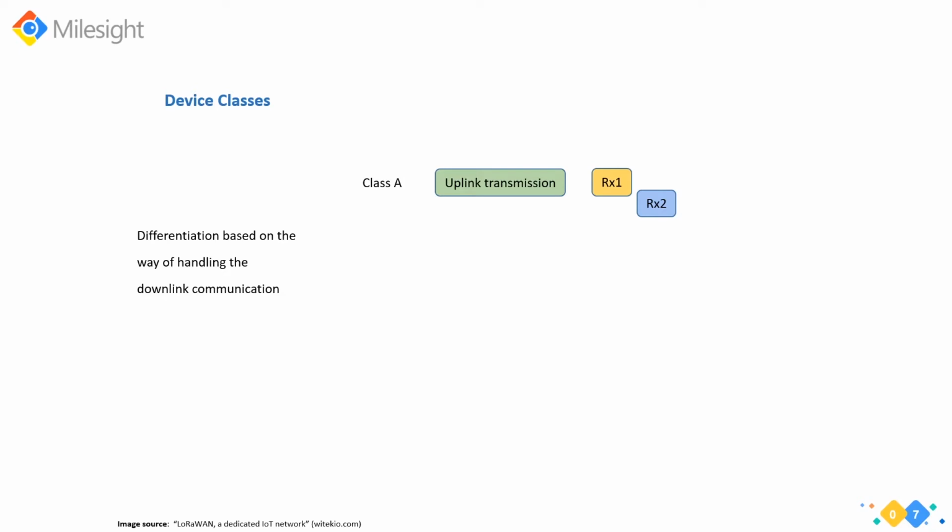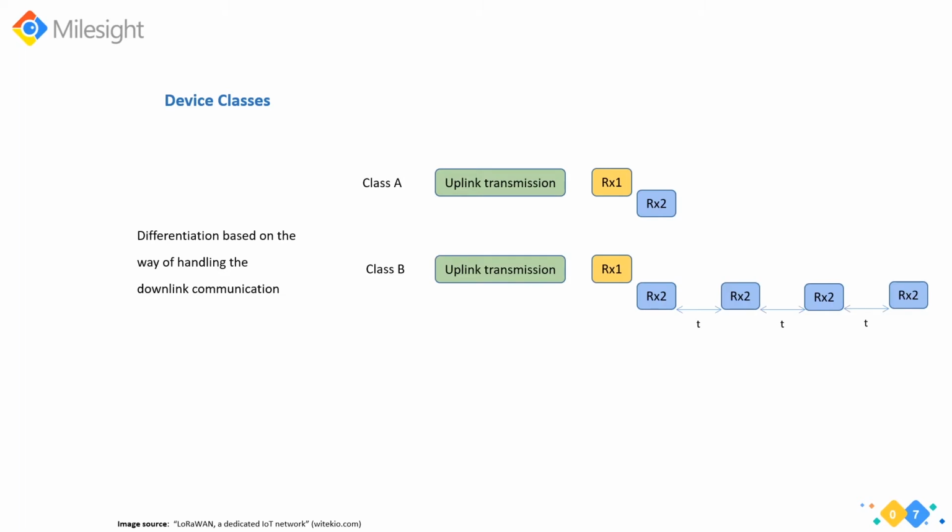And with Class B, here you can find the receive window. The second receive window comes back regularly. Okay, so it allows the network to send a downlink message on an interval. So Class B has the possibility to not wait for the end device to start communication. The end device can receive messages from the network regularly, for example, every 2 minutes, to get the downlink message from the network, from the gateway.